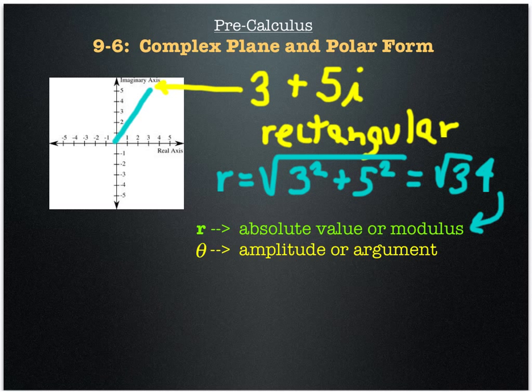Theta then, and of course our theta would be this angle right in here. We could term that the amplitude or the argument. In this case, a little tricky to get that. We'd have to do the inverse tangent of 5/3 to get that angle. That would be the amplitude or the argument.